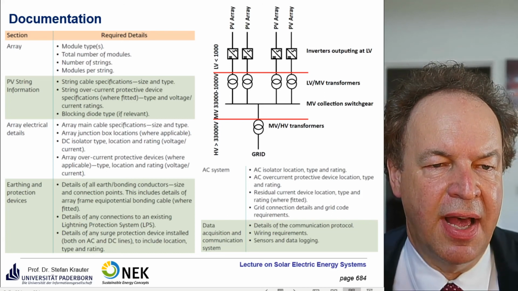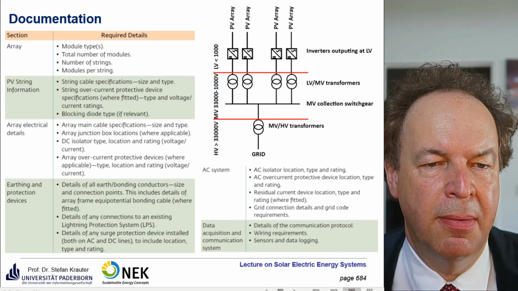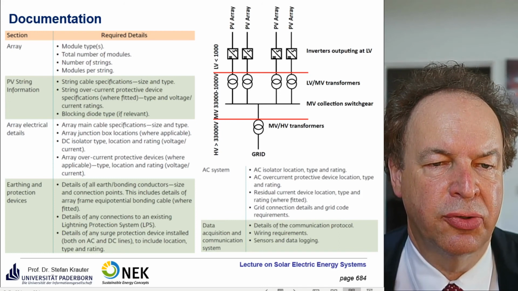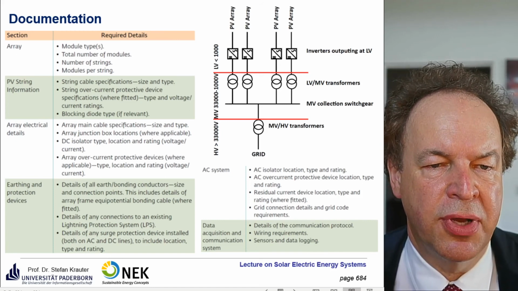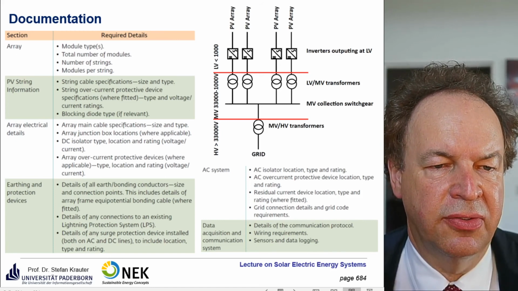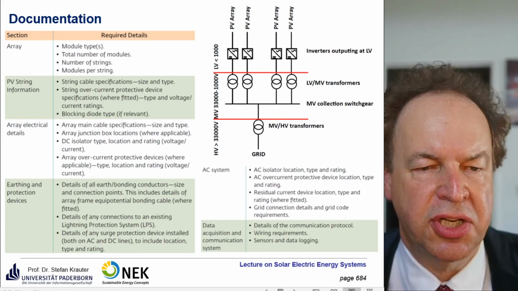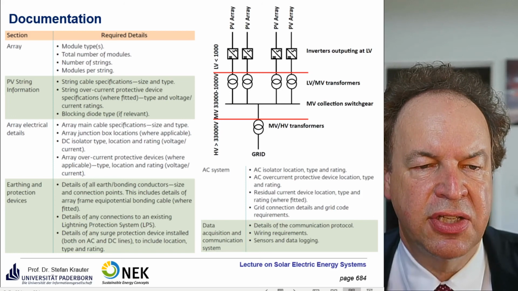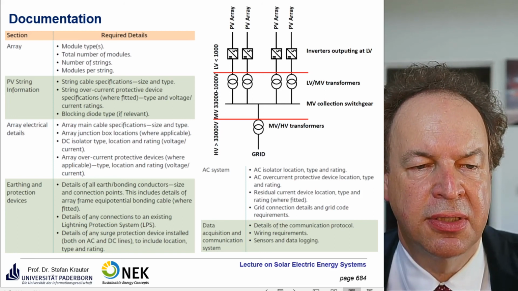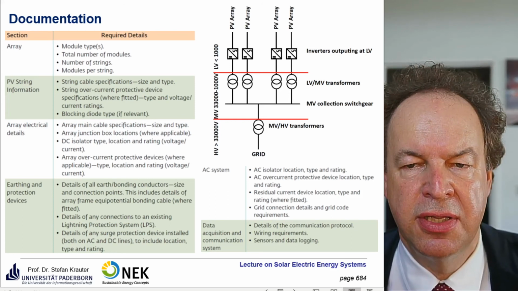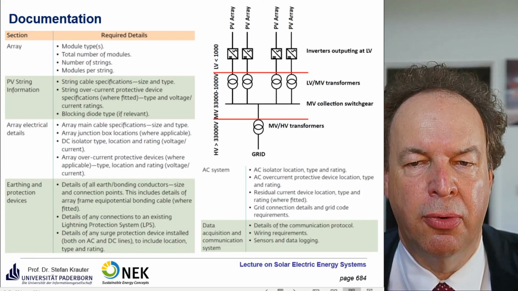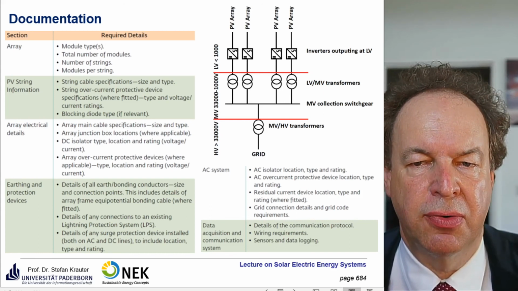Earthing and protection devices, so details of all earth and bonding conductors, size and connection points, details of array frame equipotential bonding cable where fitted, details of any connections to an existing lightning protection system, called LPS, details of any surge protection device installed, both AC and DC lines, including location, type, and rating. Usually these are installed either close to the inverter or as connection boxes, as we saw in the lecture.